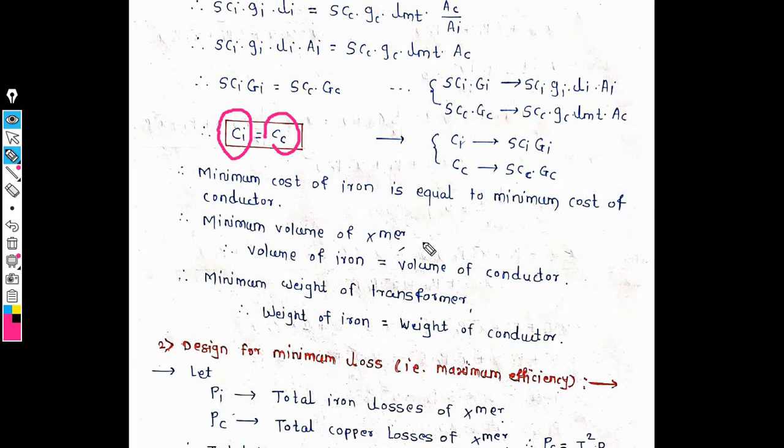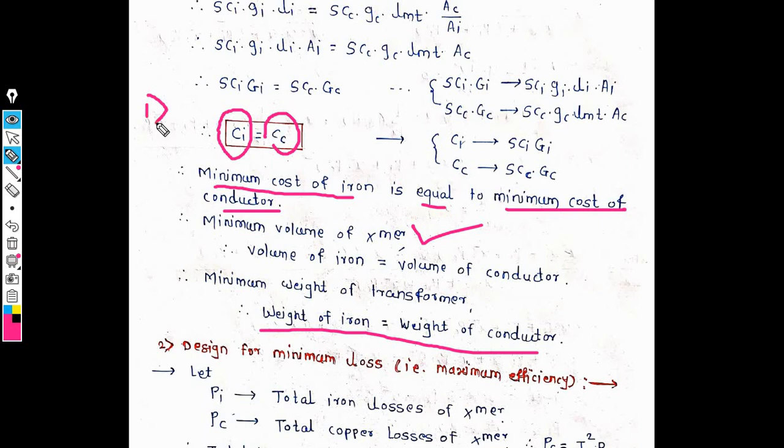Then we have considered small transformer, that is minimum volume of the transformer, in which the volume of iron and volume of conductor is very important. Then minimum weight of the transformer, that is weight of iron and weight of conductor is very important. Okay. Now this is the minimum cost of the transformer for three-phase transformer. That means weight of iron is equal to weight of conductor, and minimum cost of the iron is equal to minimum cost of the conductor. Okay, now this is the first parameter, that is cost of the transformer.